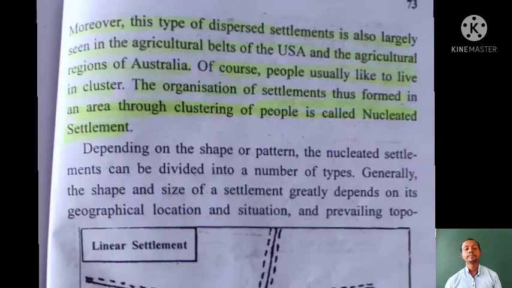And nucleated means people love to live together, people simply love social life. So the places which provide them with all the resources, people come together, live together, clustered. People living together through clustering is known as nucleated. Now what can be the reason for nucleated? Nature provides sufficiently whatever is needed, and the place has the capacity to hold more people.